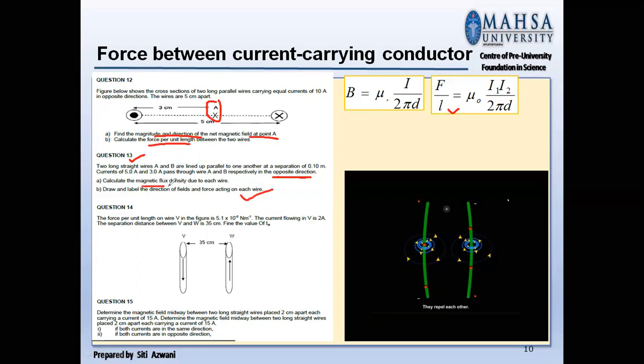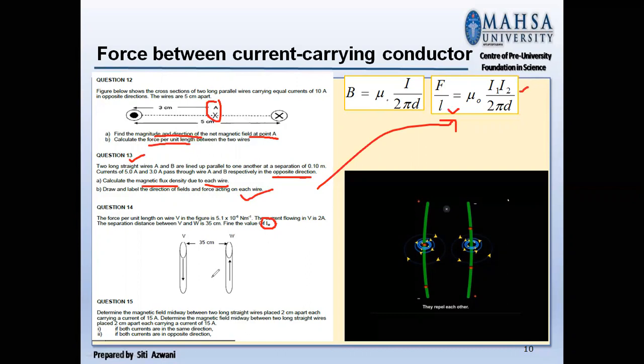This one, to calculate the magnetic field B due to each wire, you need to calculate one by one. For number 14, you want to calculate the force per unit length. You can use this formula, force per unit length. This one you want to calculate the current on the second wire, so you can use this formula to calculate for your second wire.